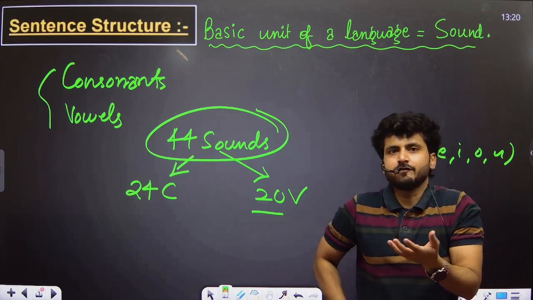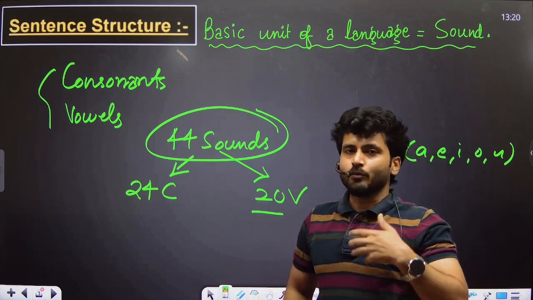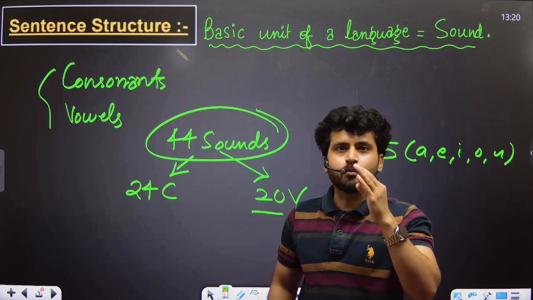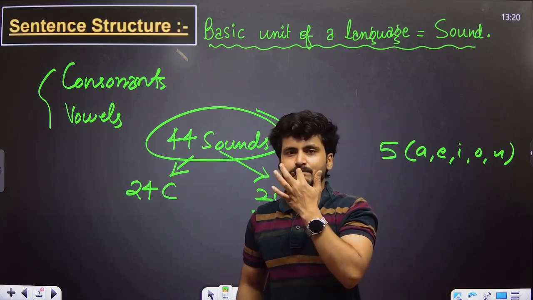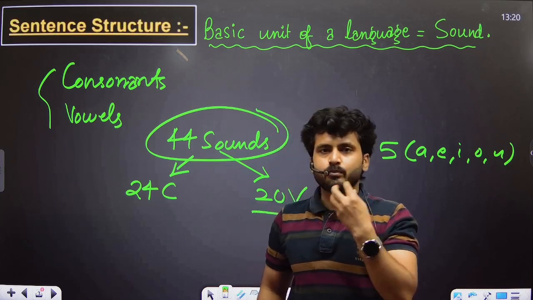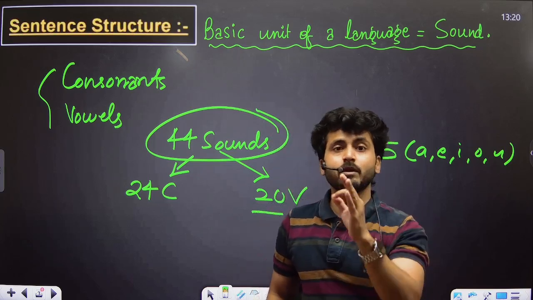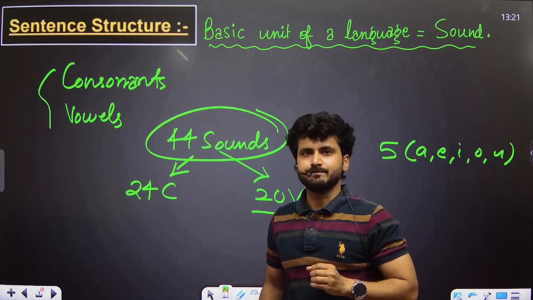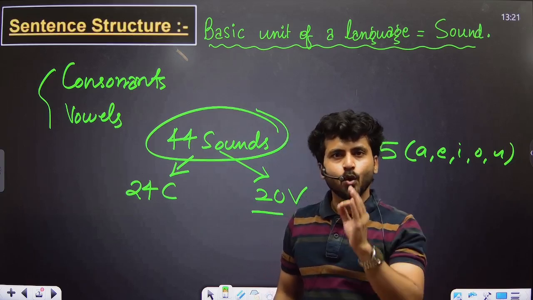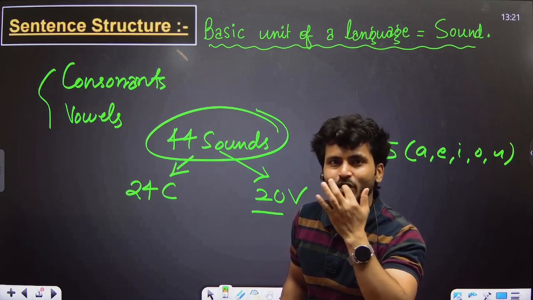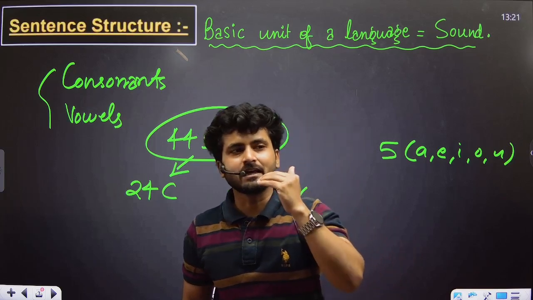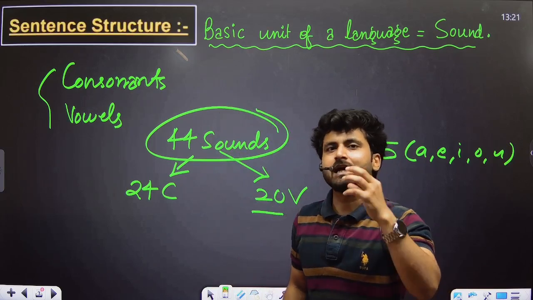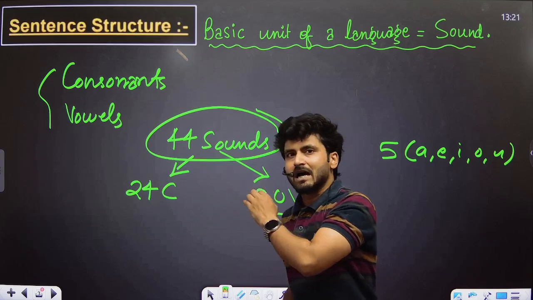If you are producing a certain sound, and your breath is coming out of the mouth without touching or being blocked by any part of the mouth, lips, teeth, palate, then it will be termed what? It will be considered a vowel. Like if you speak A, E, I, O, U, you are not closing your air, your breath is not being blocked by any part of the mouth. Therefore, they are termed vowel sounds.